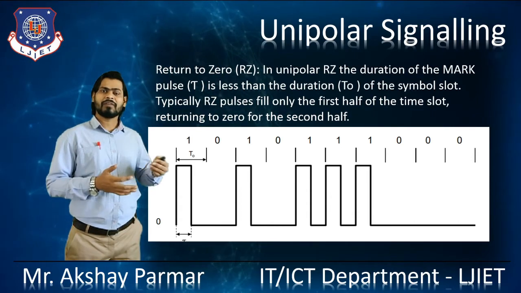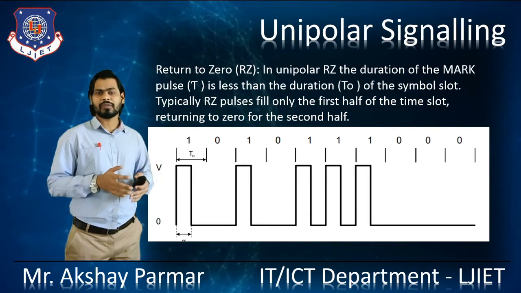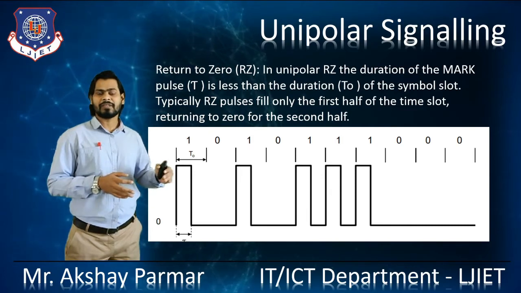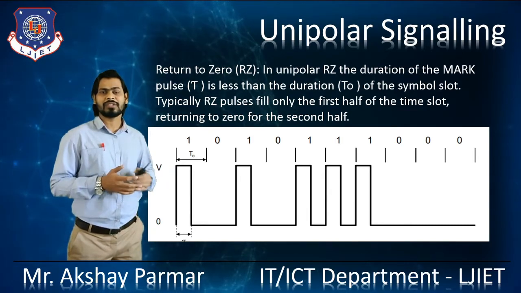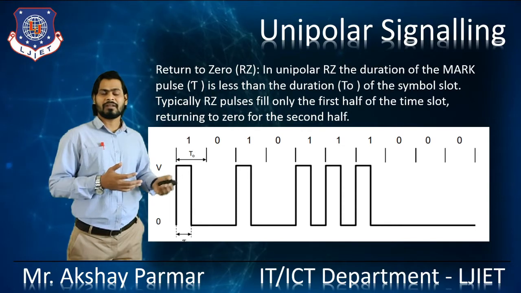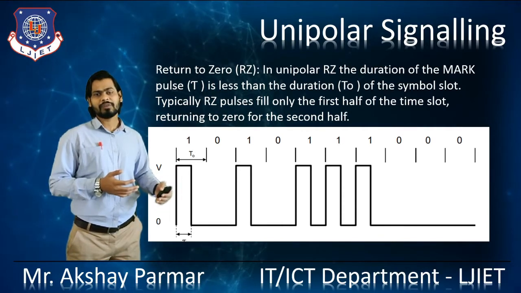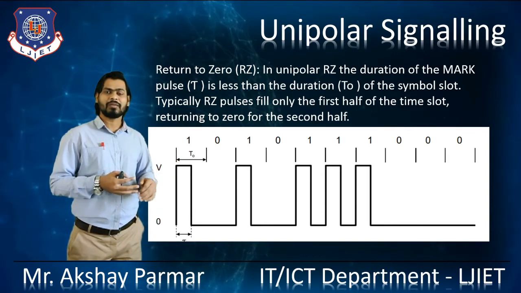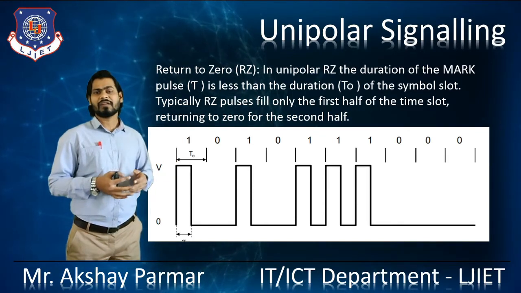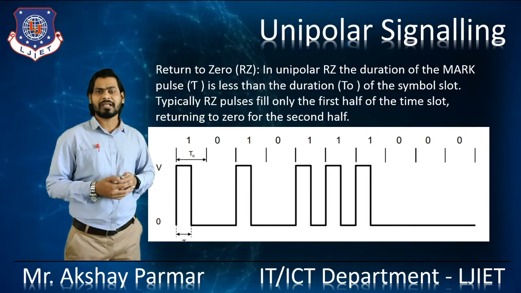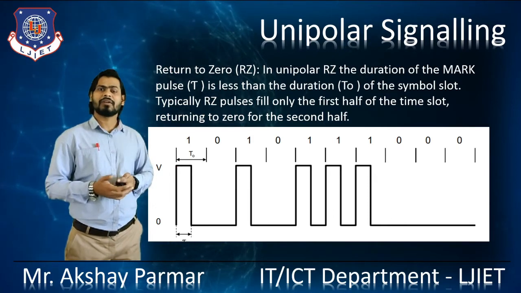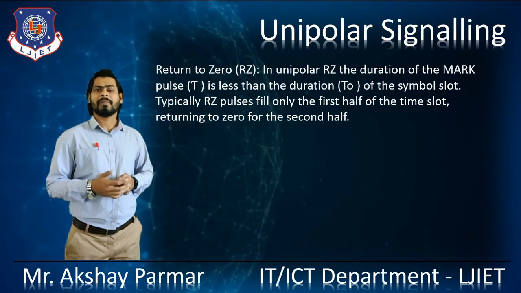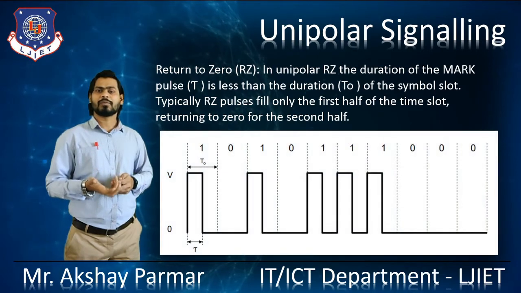After that, the 1 1 1 is there, right? So to represent the first one, it will be high in the first half, and in the second half it will return to the 0. After that, 1 is there, right? So there also it will be high in the first half, and in the second half it will return to the 0. In a similar way, all the bits are represented in return to 0, right? So this is how the return to 0 works.